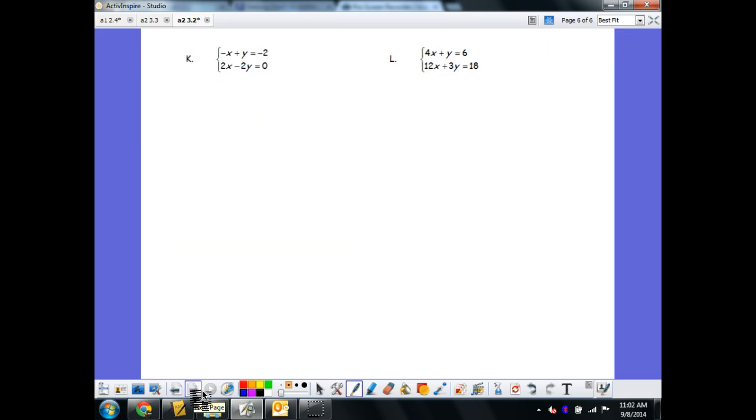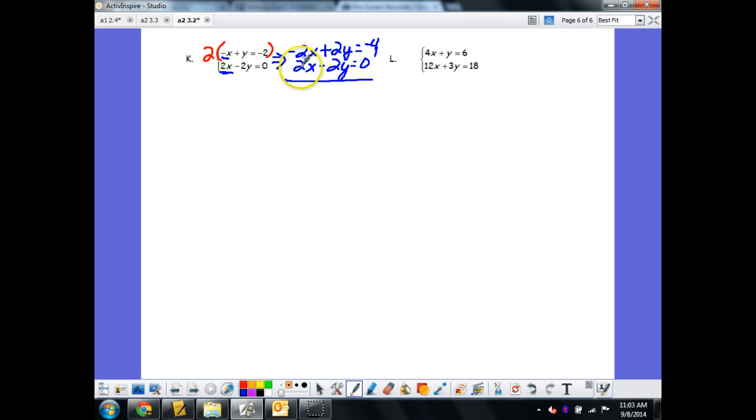Now for these last two, we're going to have to do a little bit of work to get a variable to eliminate. For example, here we have 2x, so we want to turn this into negative 2x. Now nothing happens to the bottom equation. And the top one, how do we turn negative x into negative 2x? We multiply it by 2. So we're going to multiply the entire top equation by 2. We have plus 2y is equal to negative 4.